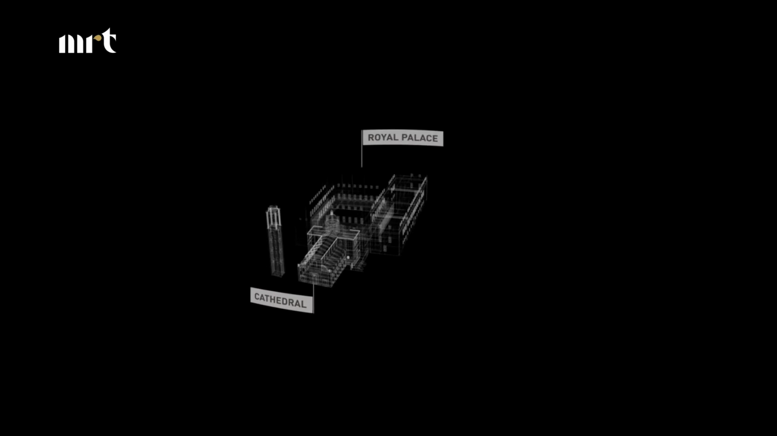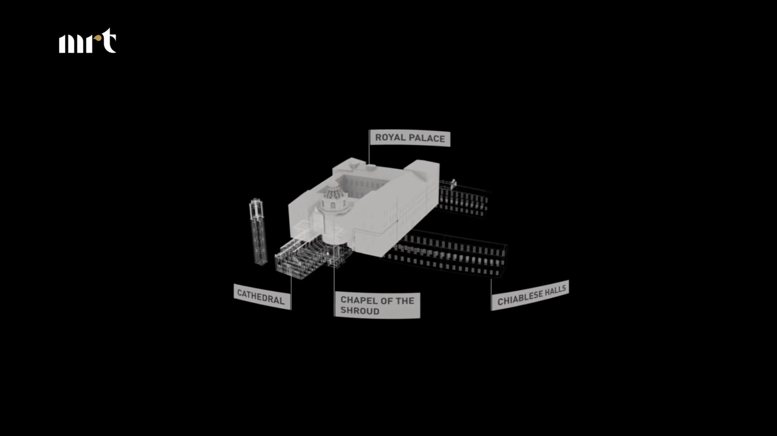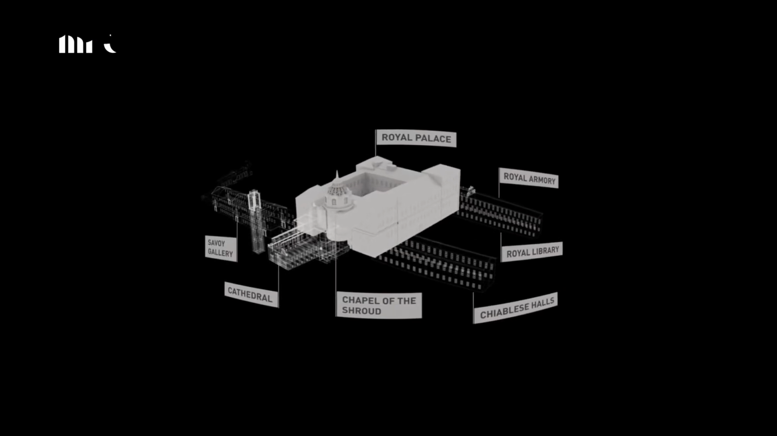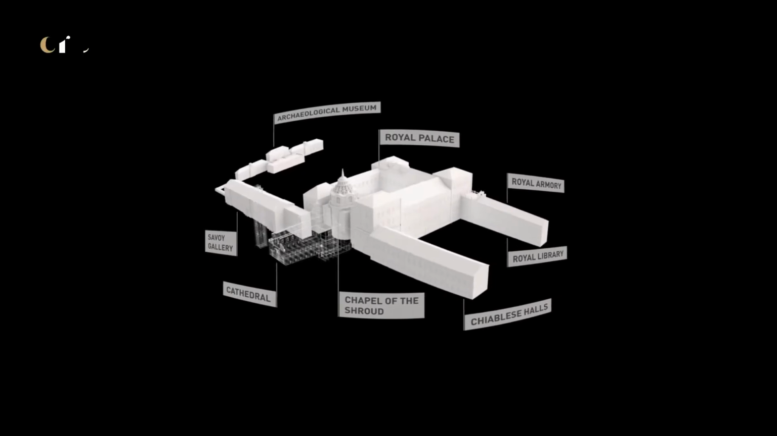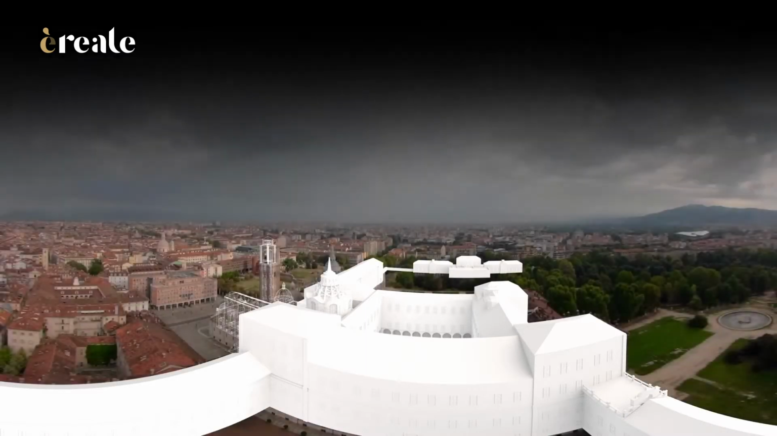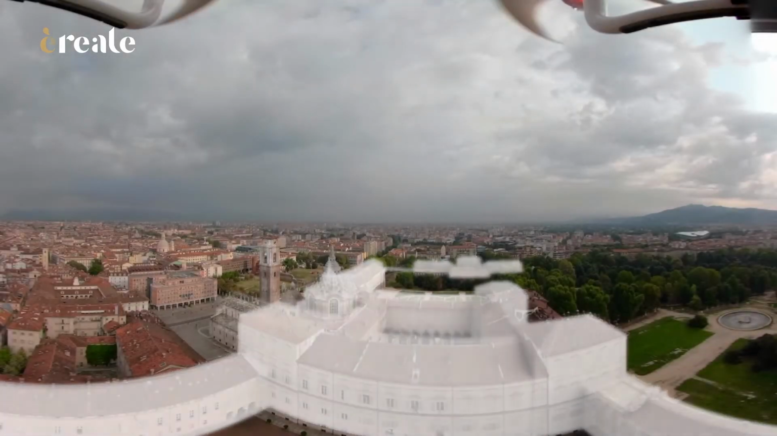The wonderful complex of the Royal Museums, consisting of the Royal Palace, the Gardens, the Armory, the Library, the Savoy Gallery, the Archaeological Museum, the Chiablese Halls, and the Chapel of the Shroud, started being constructed in 1563, when Turin became the capital of the Duchy of Savoy.